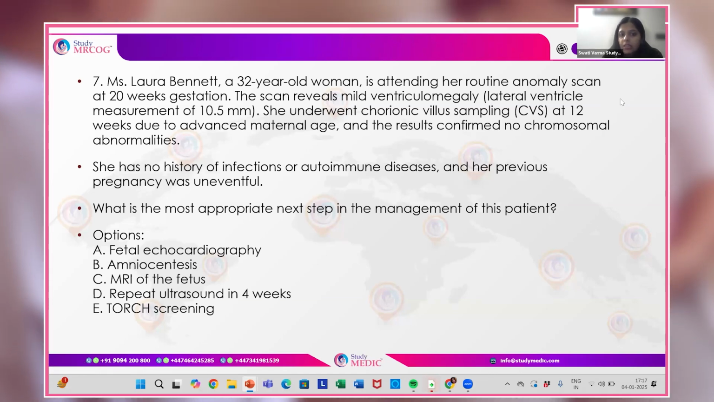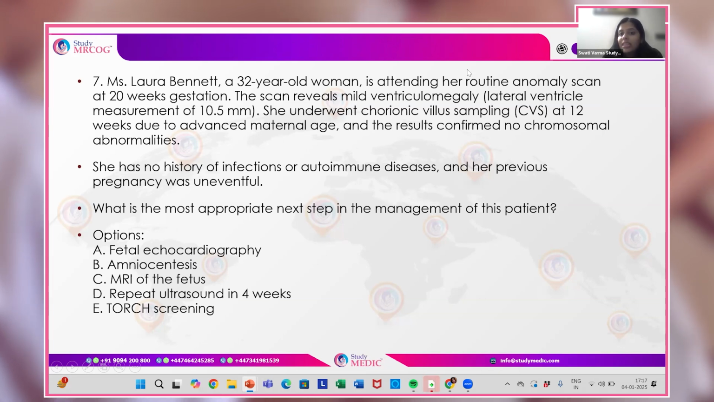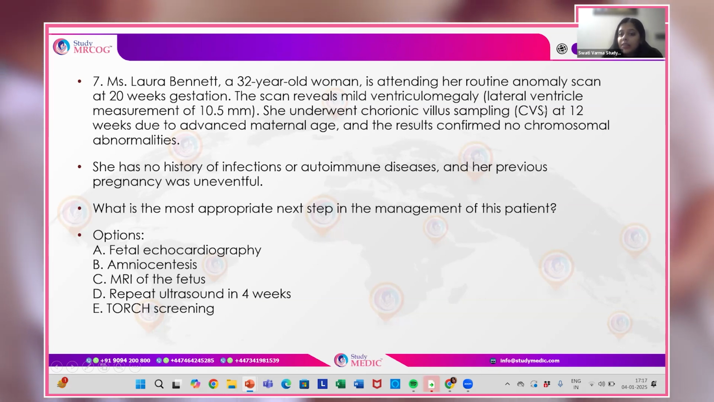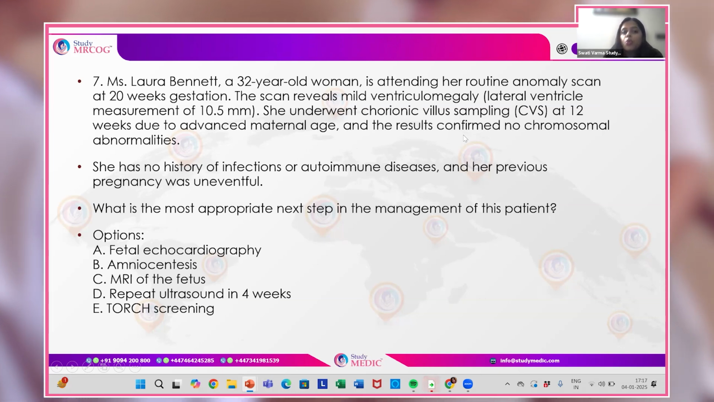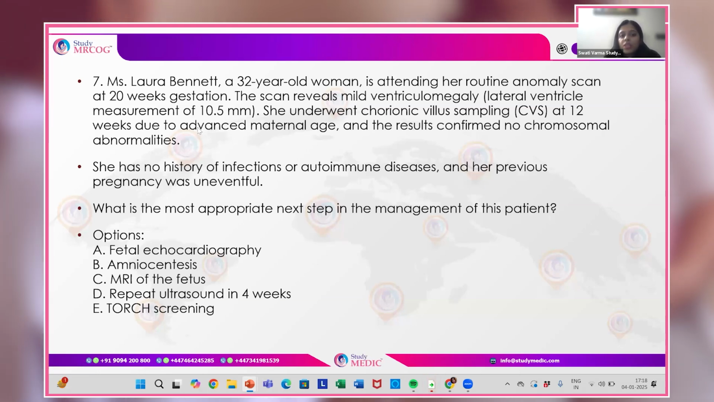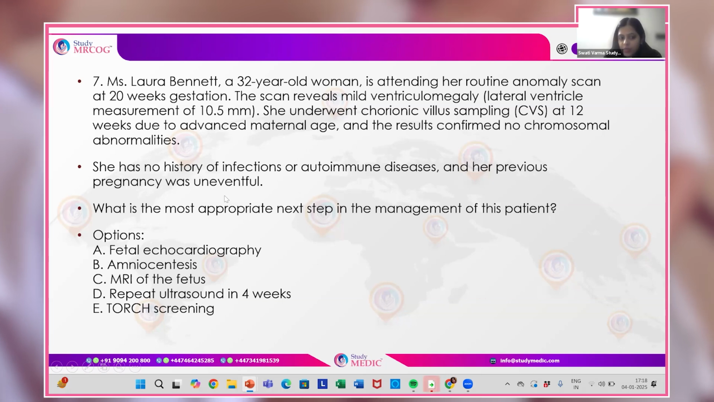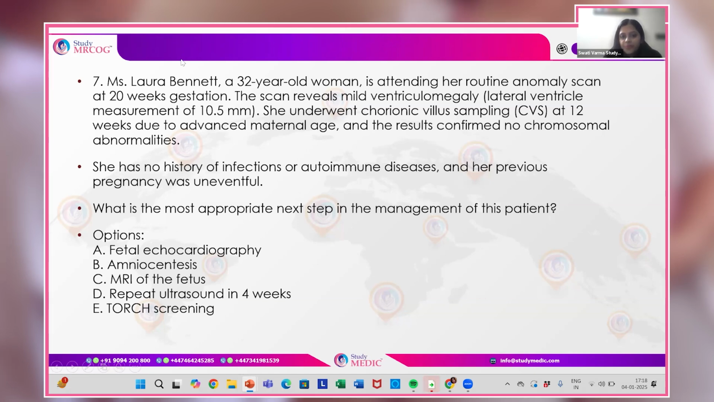Miss Laura Bennett, a 32-year-old, is attending her routine anomaly scan at 20 weeks of gestation. The scan reveals mild ventriculomegaly at routine anomaly scan, okay? She underwent CVS at 12 weeks due to advanced maternal age, and the results confirmed no chromosomal abnormalities. Somehow she was advised CVS, but on CVS everything was normal. She has no history of infections or autoimmune diseases, and her previous pregnancy was uneventful. Now, what's the most appropriate next step in the management of this patient?